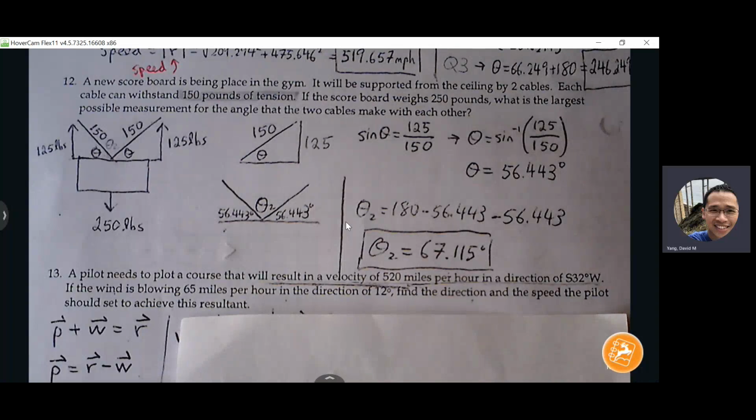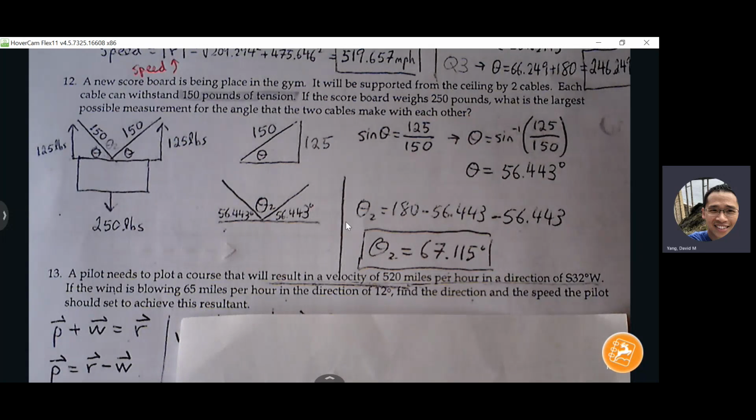Okay, 13. A pilot needs to plot a course that will result in a velocity of 520 miles per hour. You see that word result, that's hinting that this is your resultant vector. If the wind is blowing at 65 miles per hour, find the direction and the speed that the pilot should set to achieve this resultant.